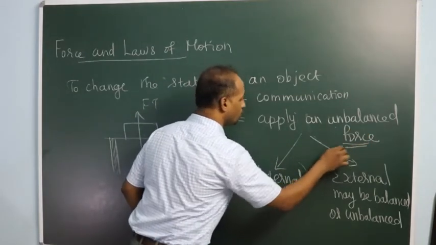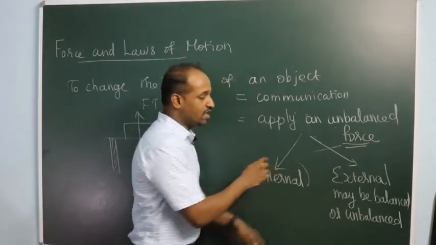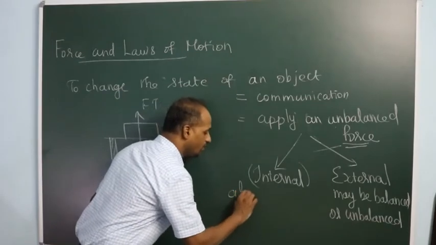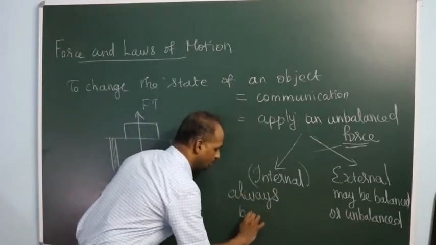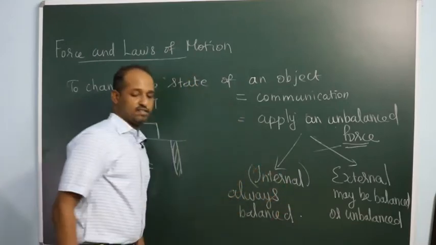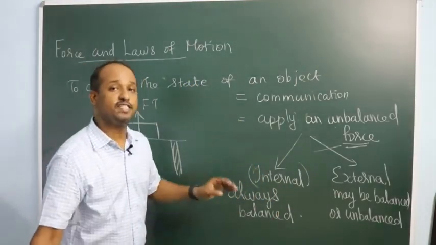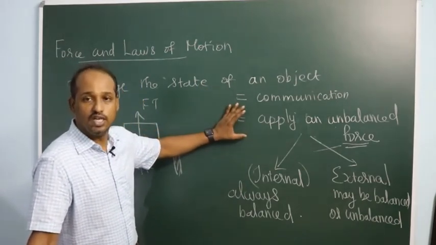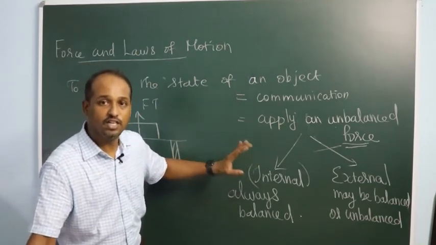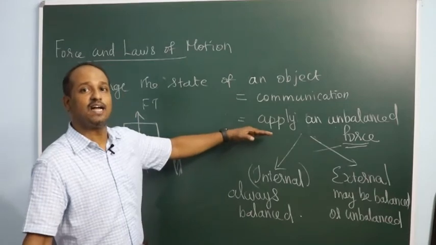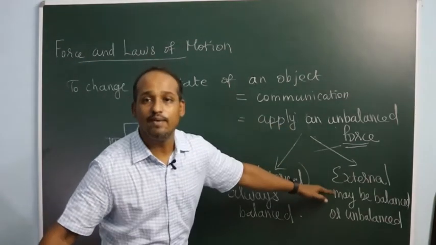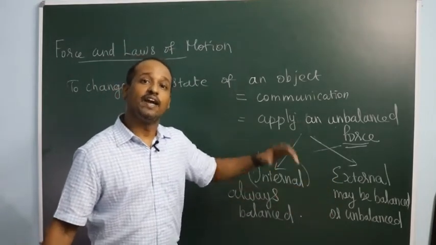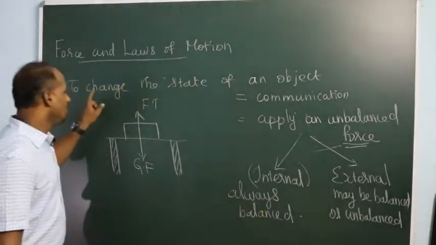So there are two types of forces: external forces and internal forces. External forces may or may not be balanced. Internal forces are always balanced. That is why, to bring about a change in the state of an object from rest or uniform velocity, an internal force is not enough, because internal forces are always balanced. What we need is an unbalanced force, and that can only be an external force. It cannot be an internal force. We need an external unbalanced force to bring about the change in state of the object.